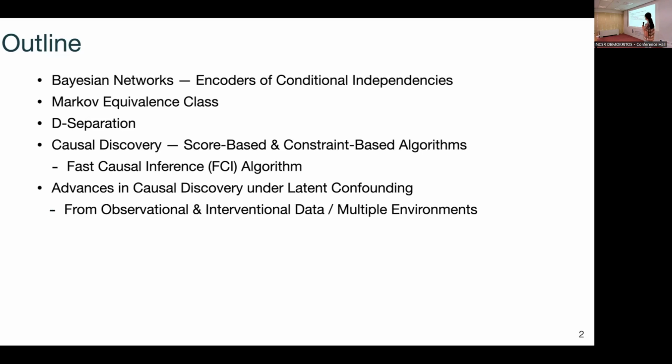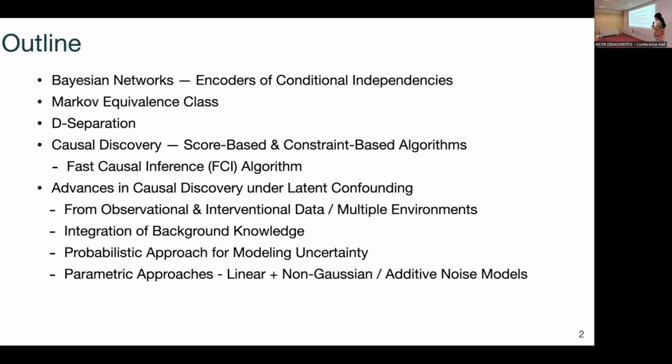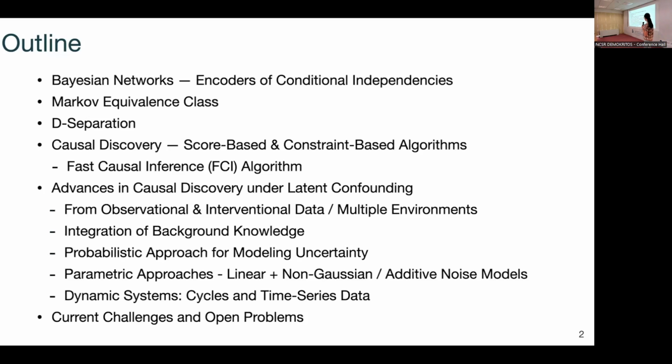Then I will discuss advances. This is just several pointers explaining what other works exist. For example, combining different data sets, observational and interventional. This can come from multiple environments. Also background knowledge, and how you model uncertainty. If you impose some parametric assumptions, you can also go beyond this equivalence class that I will discuss. And then cycles and time series data, and then I will discuss some challenges and open problems. So that's the outline. I hope I'll cover everything on time.